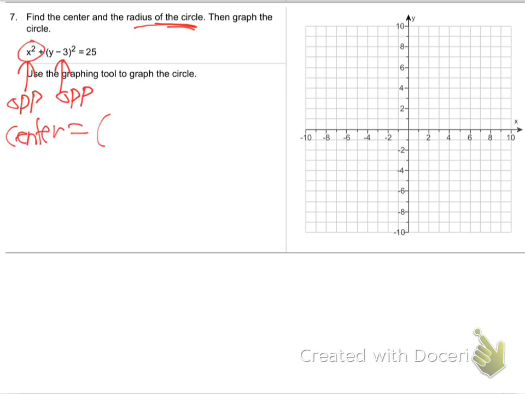What's next to x? Nothing, 0. What's next to y? -3. The opposite of that is +3. See what I did there? I took the opposite of what was next to x. There was nothing next to x, that's 0. And I took the opposite of what was next to y. -3 was next to y, so the opposite of that is +3.